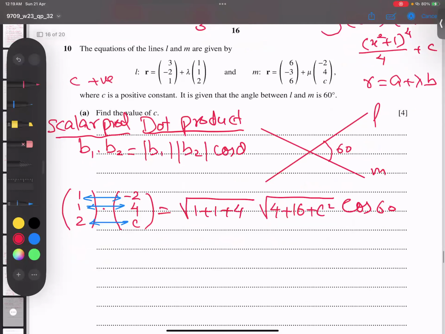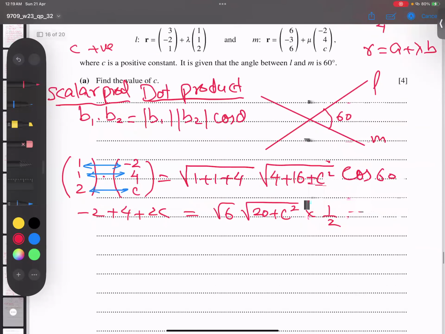Okay, so negative 2 comes here, students, and 4 ones are 4, and plus 2C. And this is root 6. All right, this is root 20 plus C squared. Okay, and cos 60 is half, I said before. So I think this can create an issue. So 2 multiply there. So this is actually, let me write this, a positive 2.